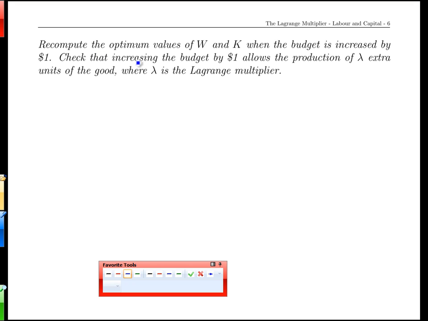We're now going to explore the impact of lambda as a value and see how it ties into these calculations. We're going to recompute the optimum values of W and K when we have an extra budget dollar. So we're going to have the same function, W to the 3/4, K to the 1/4, and the budget constraint, exactly the same thing, $10 per worker, $20 per capital, and instead of 3,200 though, we're going to have 3,201.